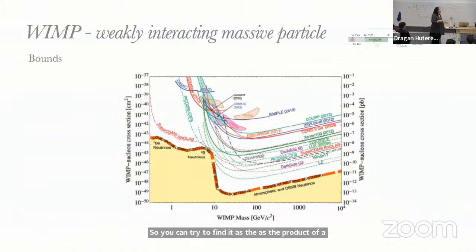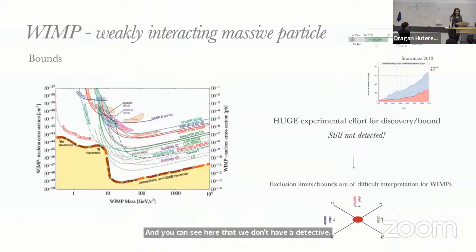This is not up to date, but these are the bounds on the WIMP mass. Here's mass, and here's the WIMP nucleon cross-section. You can see that we don't have a detection, of course, but we have been putting bounds and bounds and bounds on dark matter. It is a huge experimental effort.